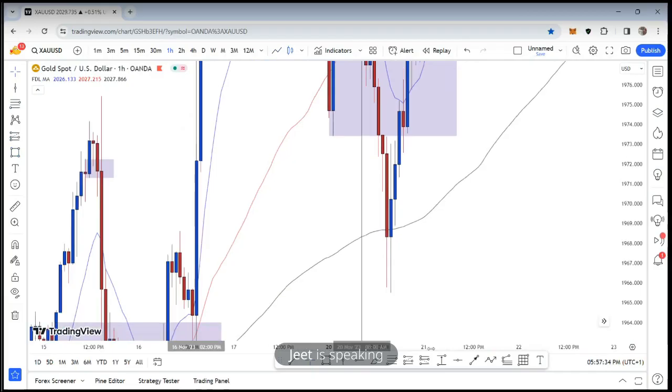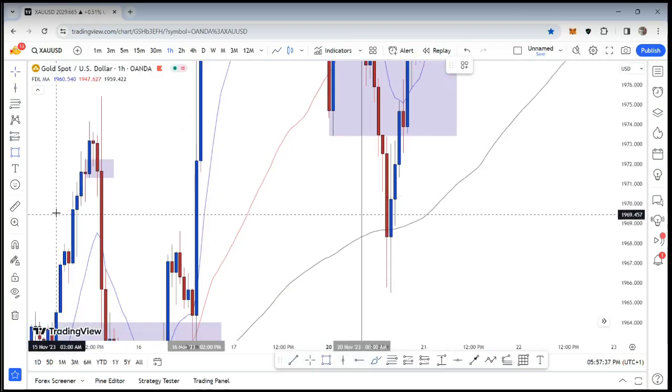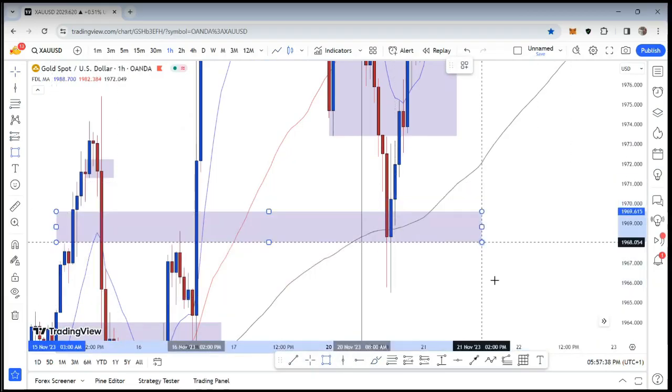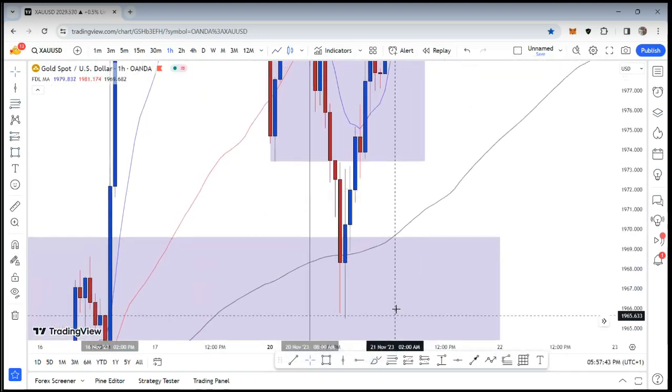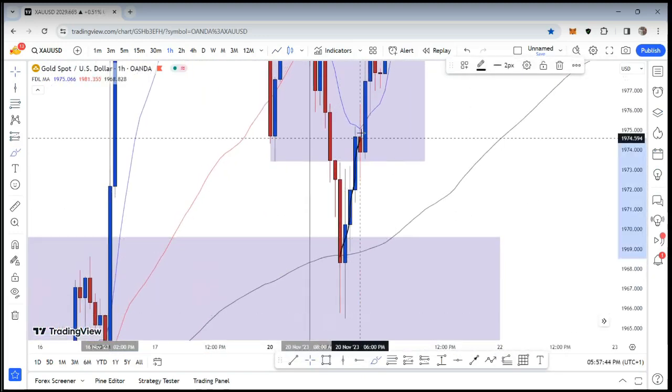Price broke, and eventually this was our target. That is why this was our target for the day, for that daily zone. This was our daily target. That is why trading this pullback would have been risky.